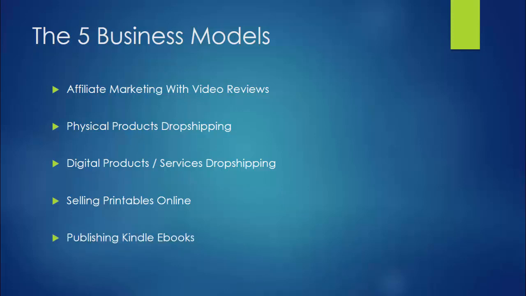Then we have publishing Kindle ebooks. This is something that people have been doing for maybe the last 10 or 12 years or even more, and it works great. It's a passive income business model, which makes it even better. And if you start it right and scale it to a specific level, you can get multiple 4 figures in passive income per month without having to do anything else but that. So these are the 5 business models that we are going to cover.